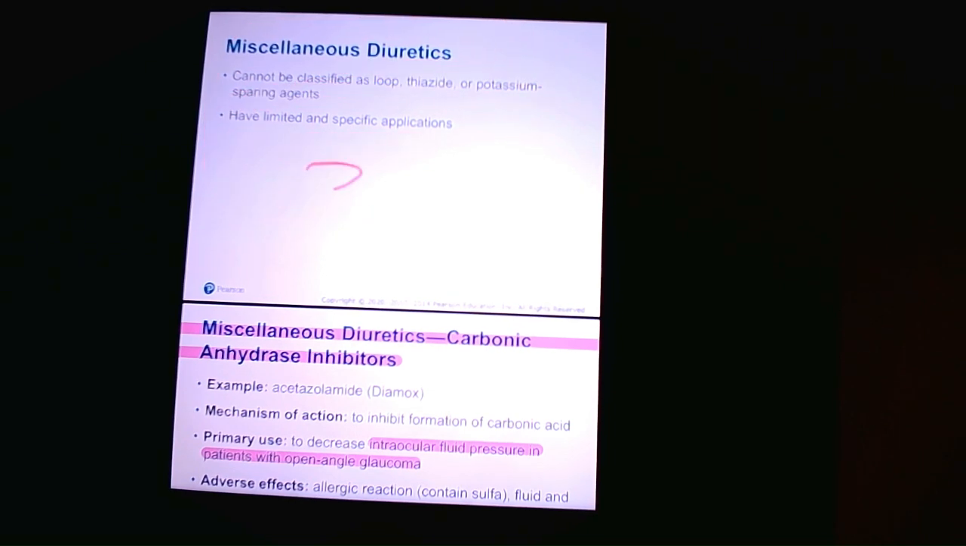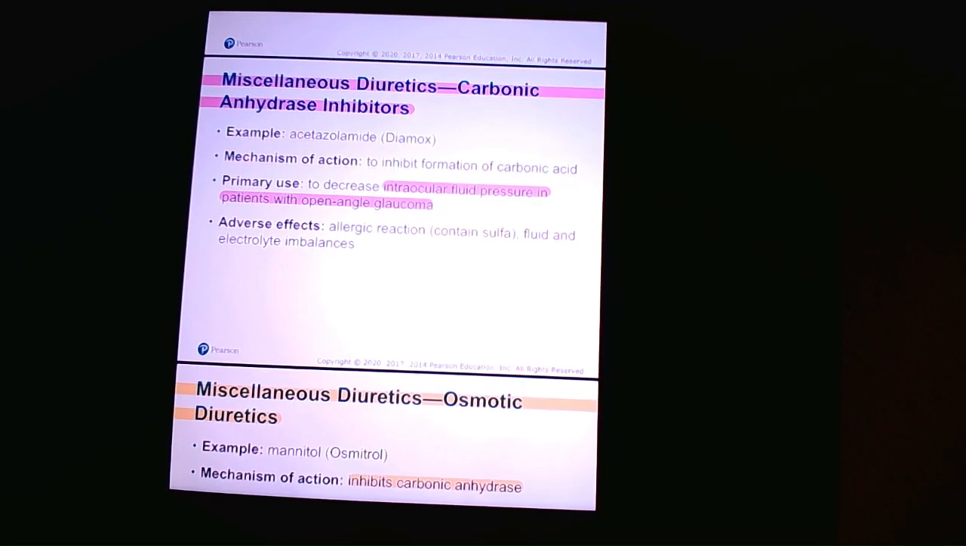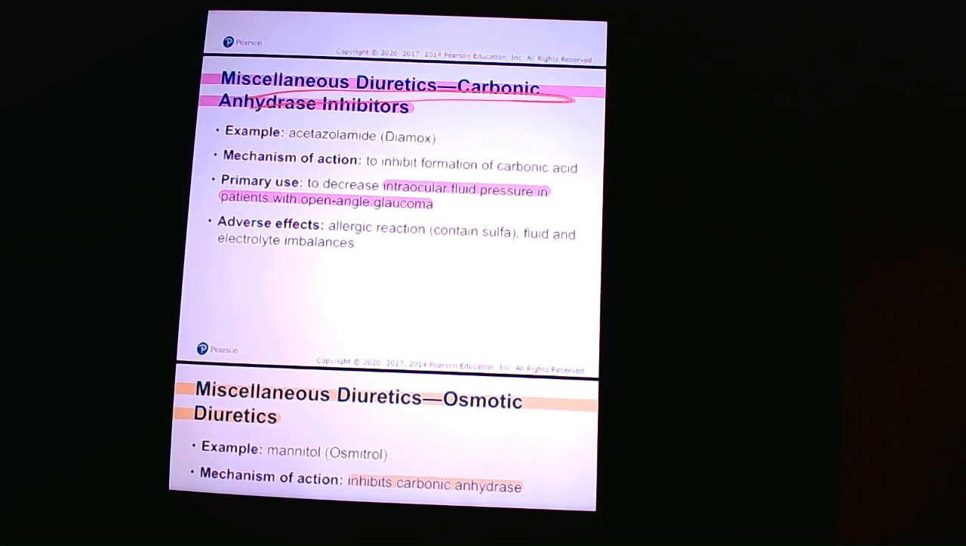The ones we talked about are the big three, right? The big three: thiazides, potassium sparing, and our loop. We only have two real limited applications for these other ones. Carbonic anhydrase inhibitors, known as acetazolamide, which is Diamox. It's in the name.